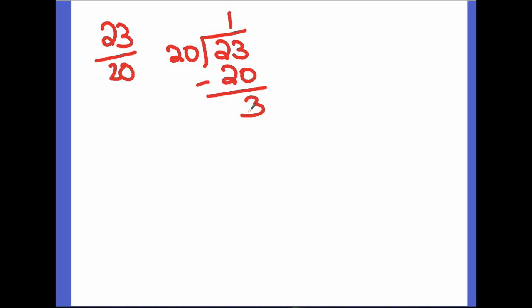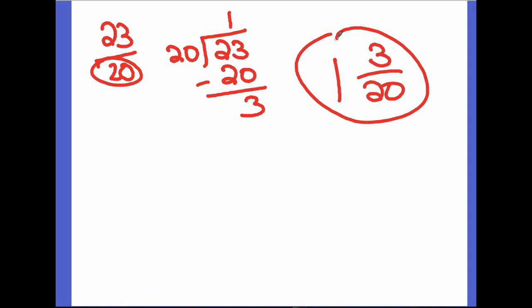Okay, what do you think? What's my denominator, my original denominator? 20. So you're going to keep the denominator. What do you think is going to go on top? Good. The 3 will go on top because I have only 3 out of 20 left, right? But I do have one whole, don't I? So that becomes what we call a mixed number then.